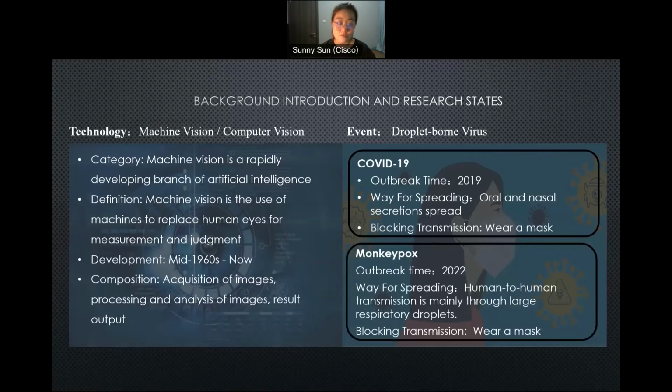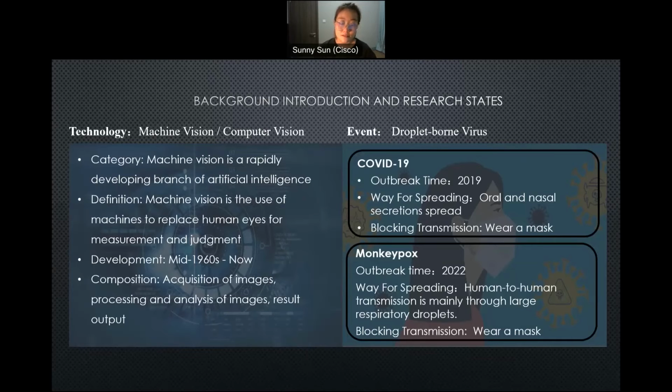The original intention of this project is to combine the most popular technologies and the most concerned issues to design a tool that can be developed and used continuously. As for the technical part, I want to use machine vision in machine learning. Machine vision is a rapidly developing branch of artificial intelligence. It uses the machine instead of human eyes to make measurement and judgment. A machine vision system mainly consists of 3 parts: image acquisition, image processing and analysis, and image output and display.